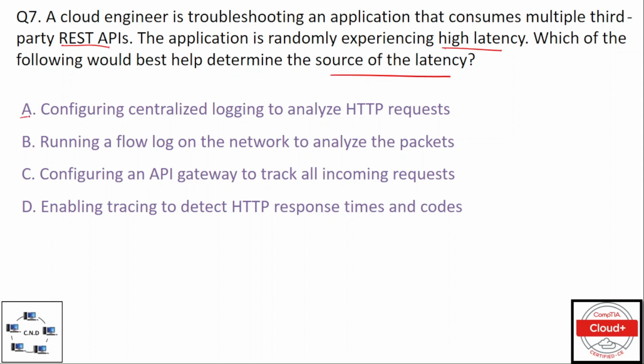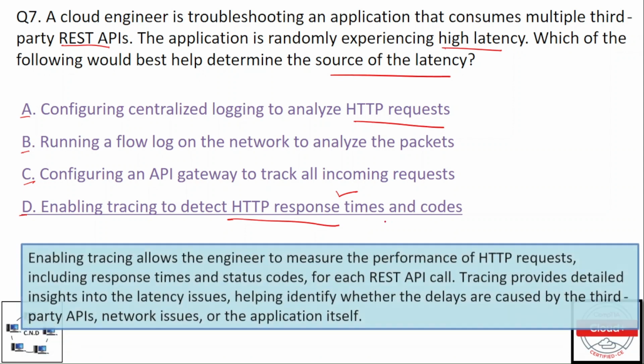And the options are: option A, configuring centralized logging to analyze HTTP requests. Option B, running a flow log on the network to analyze the packets. Option C, configuring an API gateway to track all incoming requests. And option D, enabling tracing to detect HTTP response times and codes. And the correct option is option D, enabling tracing to detect HTTP response times and codes.